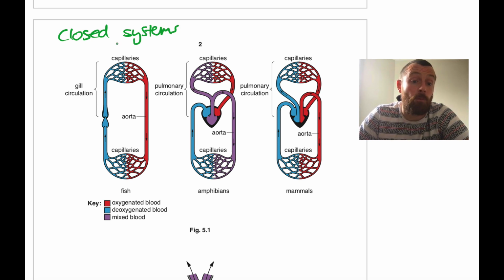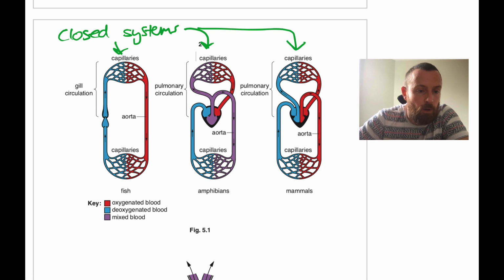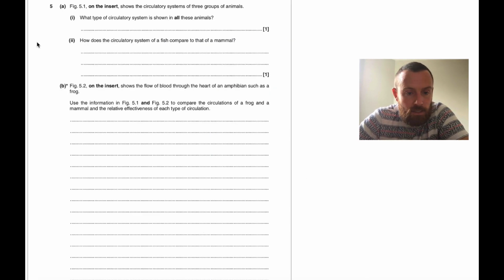In contrast to open systems. Remember, closed systems have blood vessels, open don't. So open would be an insect system, for example. And then the second part is, how does the circulation of a fish compare to that of a mammal?